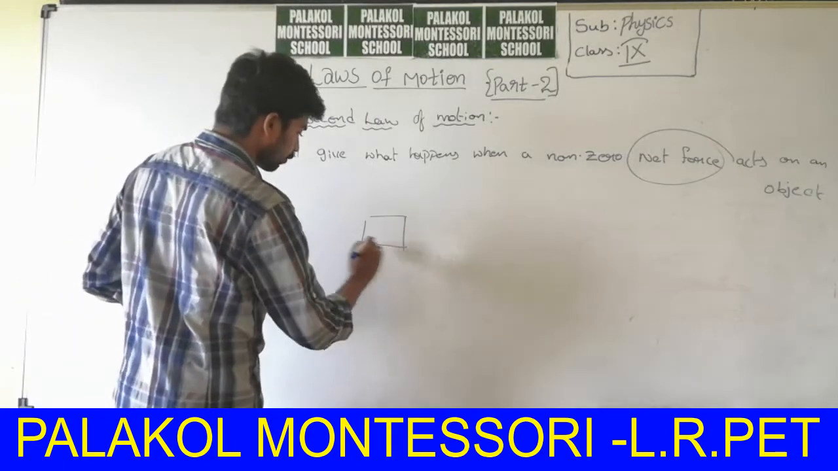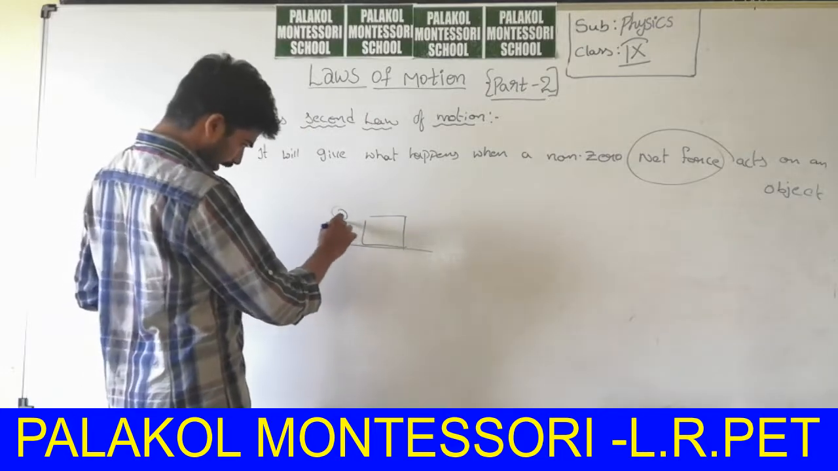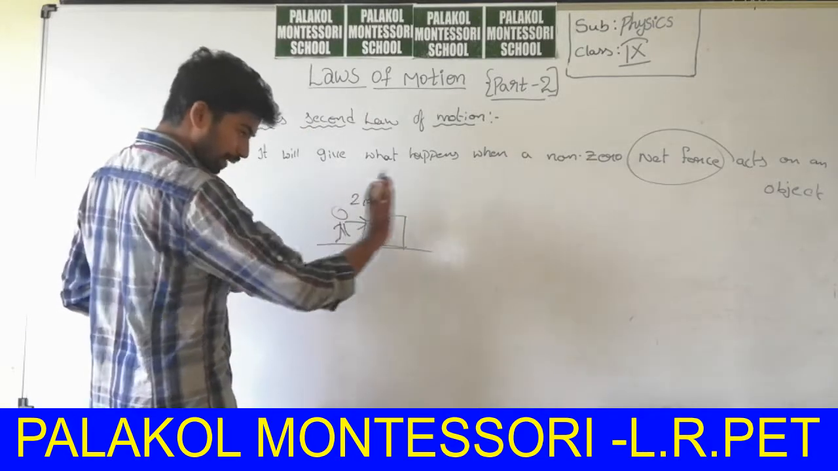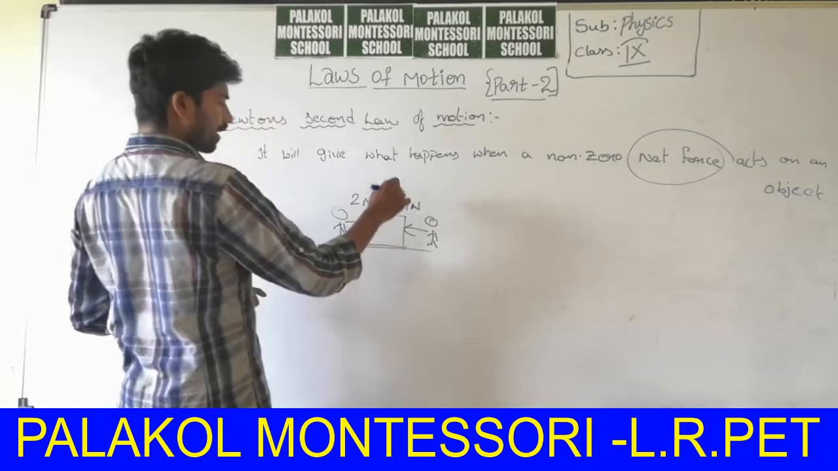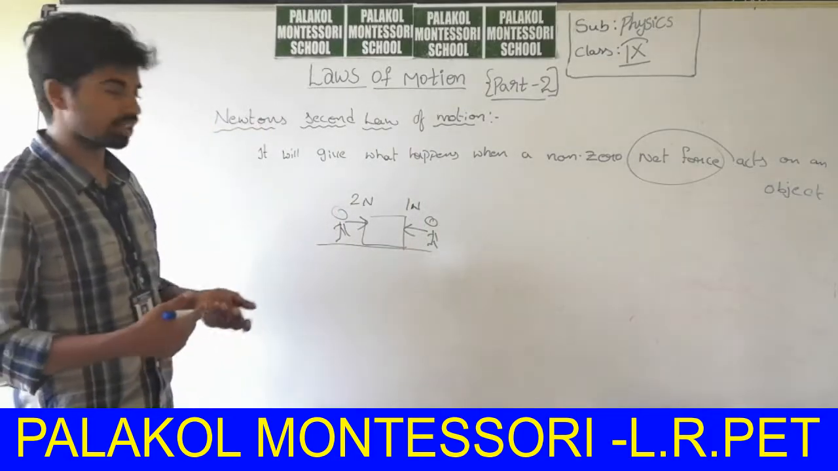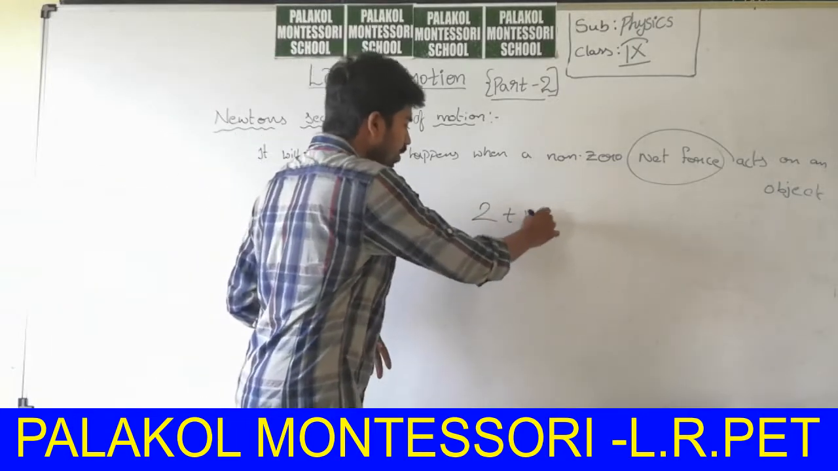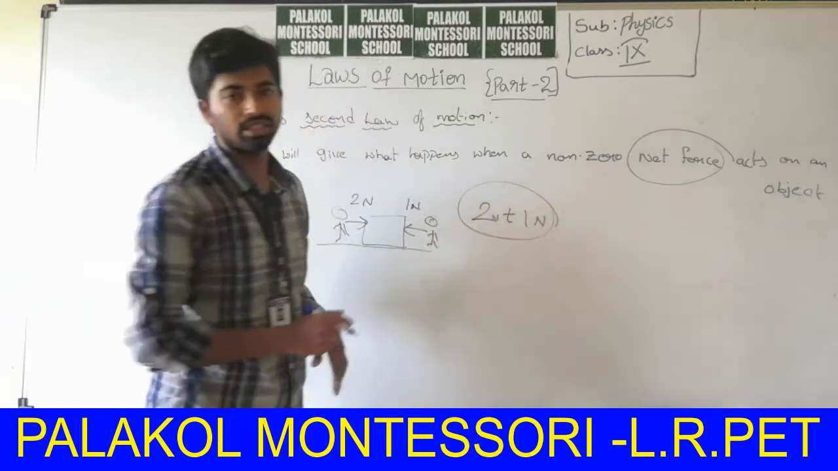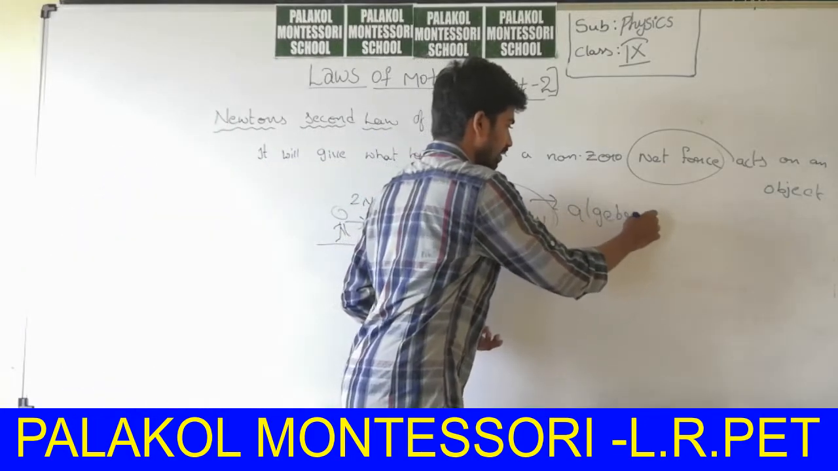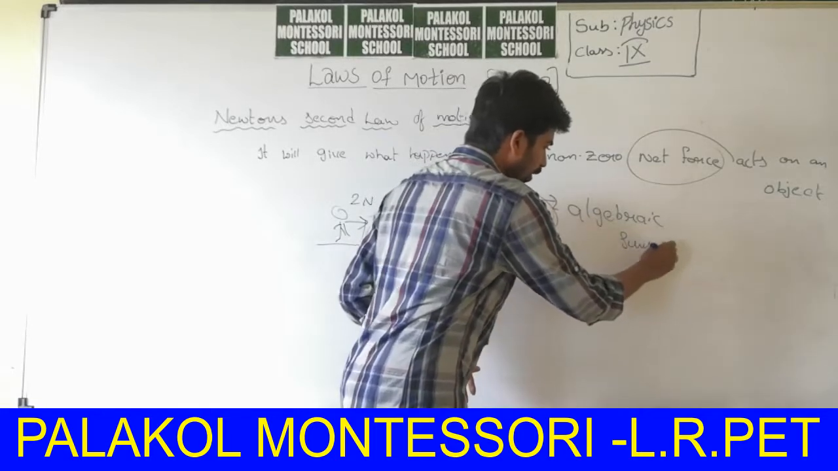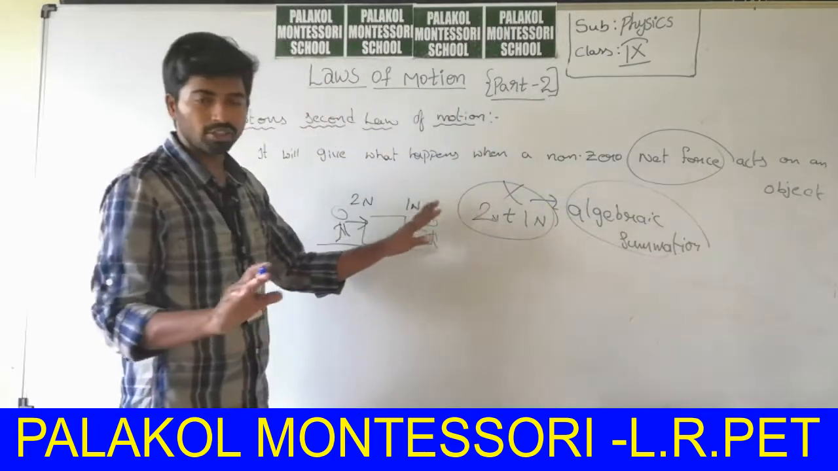you and your friend are applying some force on this block. Your friend is applying 2 newtons of force in this direction, and you are applying 1 newton of force in this direction. What is the total force acting on this object? The total force will not be 2 plus 1. It is not a normal algebraic summation. This is wrong.